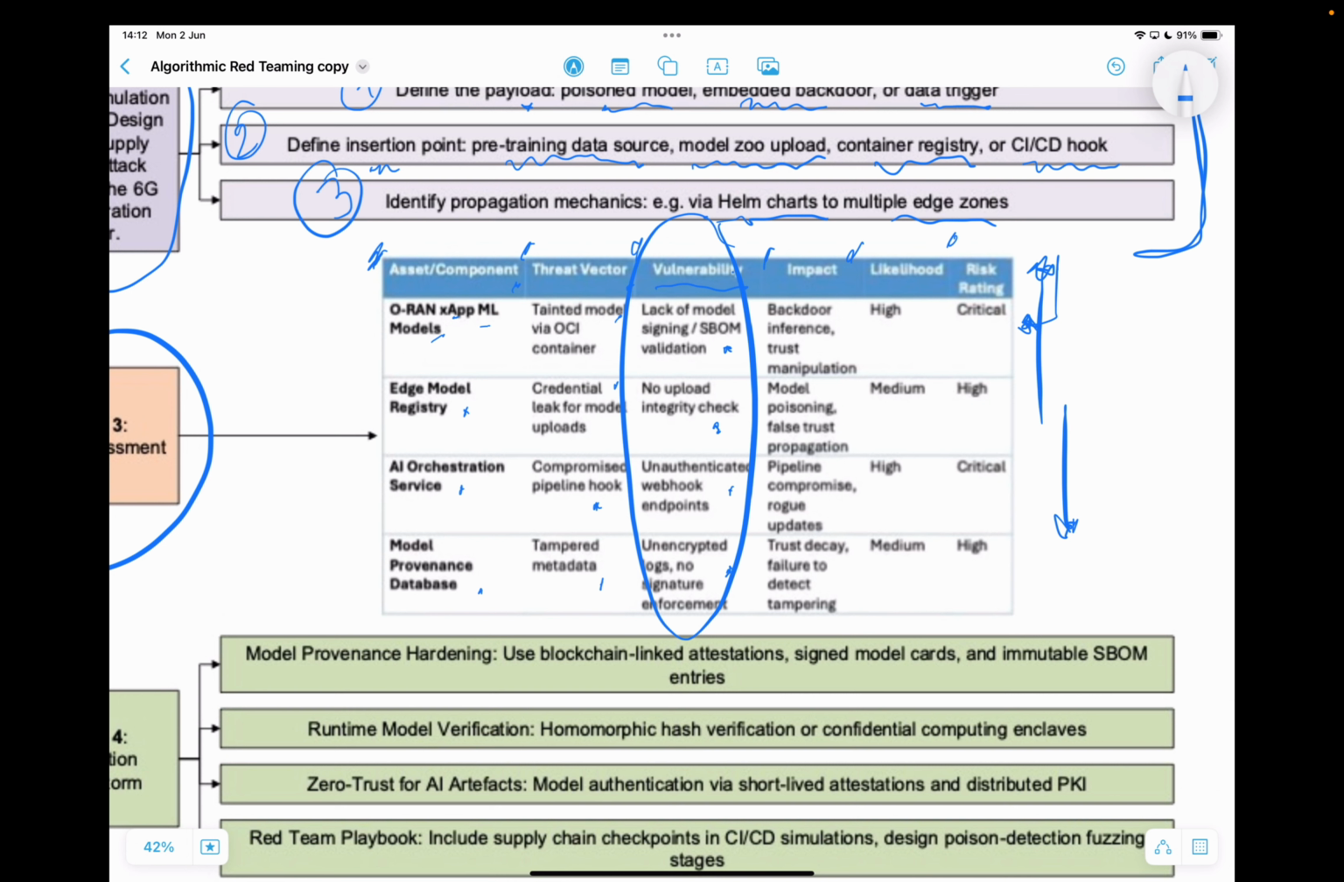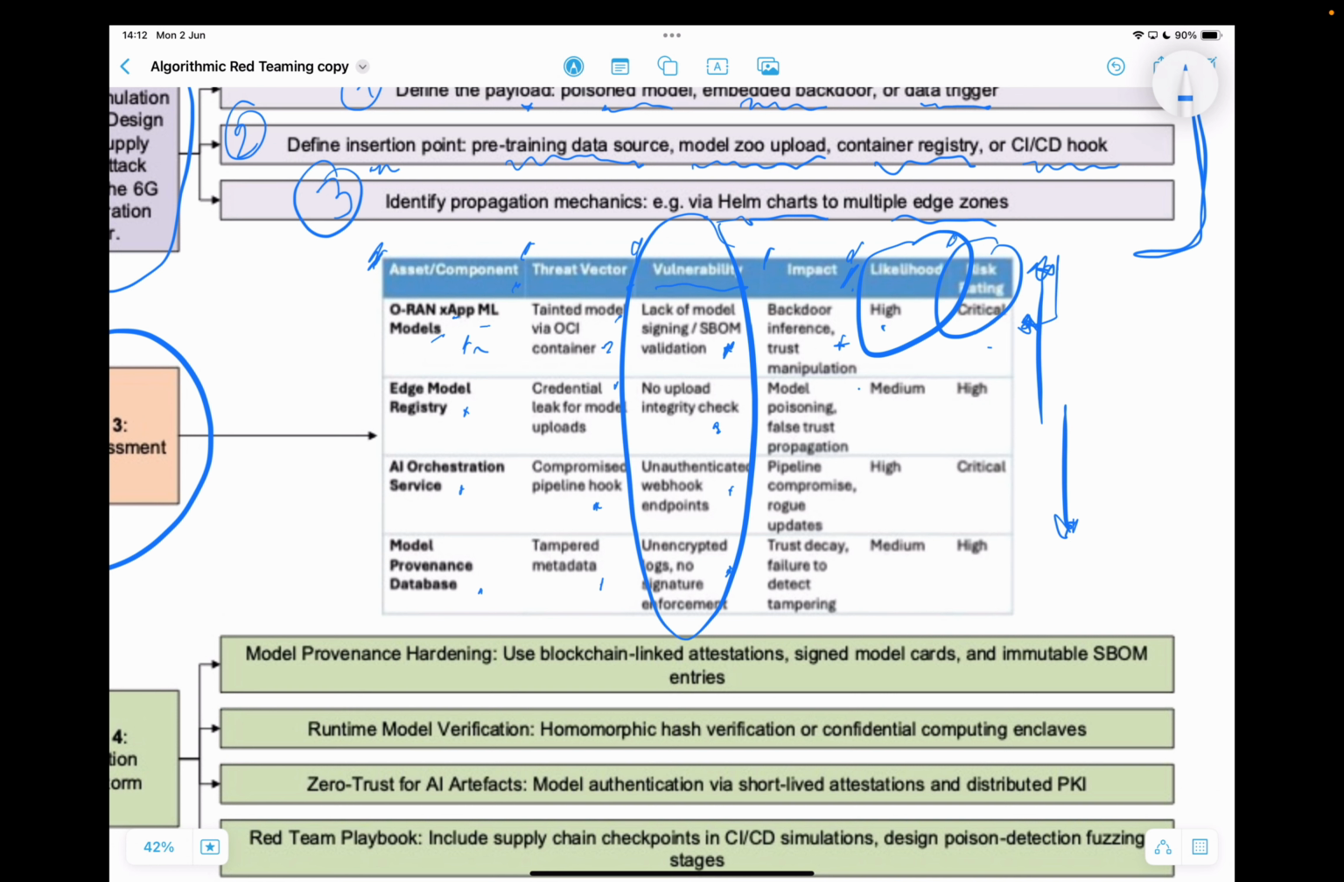But as we said, every vulnerability has a risk scoring and a likelihood scoring. And then there's also the impact. So how much of an impact that specific vulnerability and that specific asset threat vector will create. Well, for this one, it's a backdoor, inference trust manipulation. And you need to assess the likelihood and the risk scoring for that.